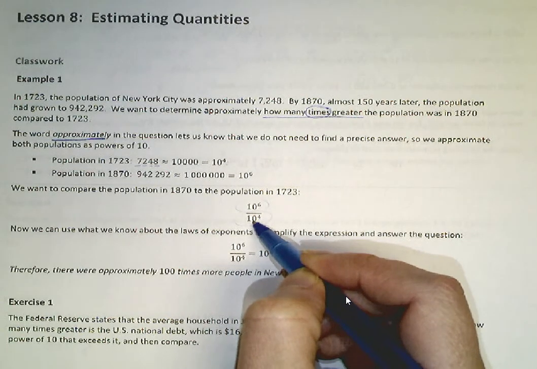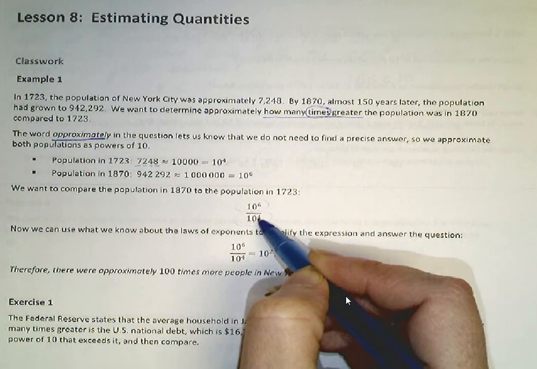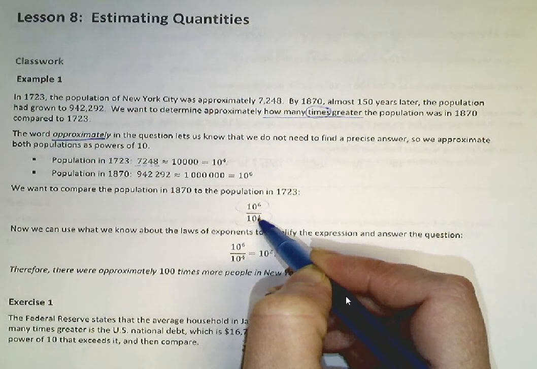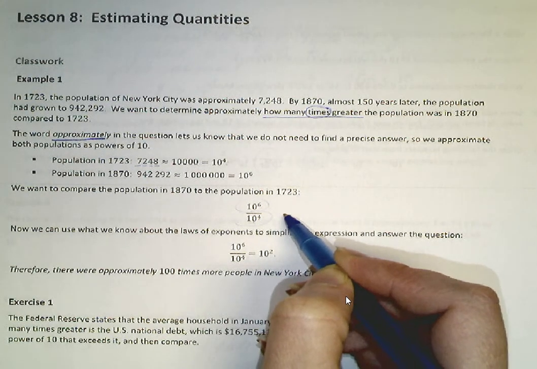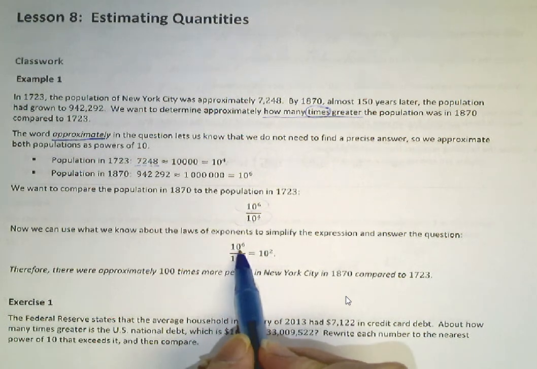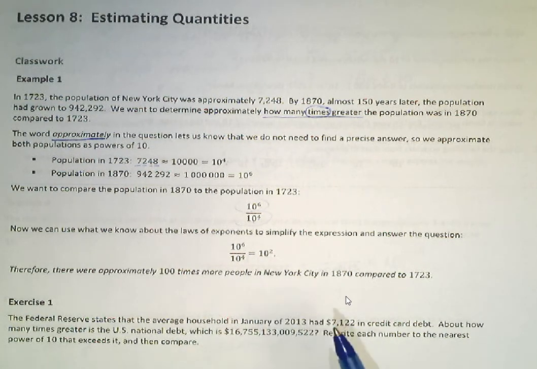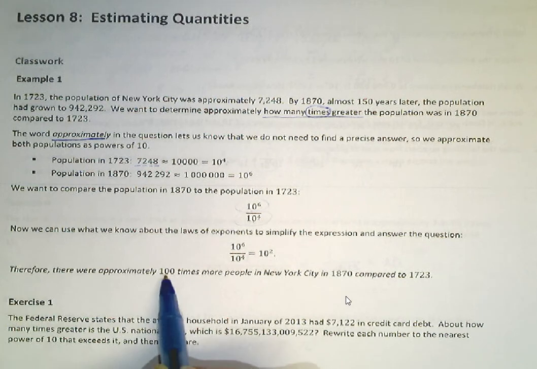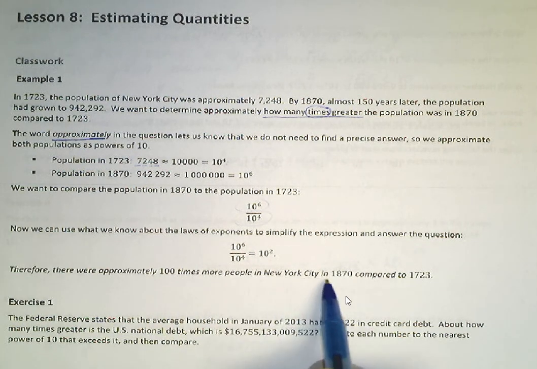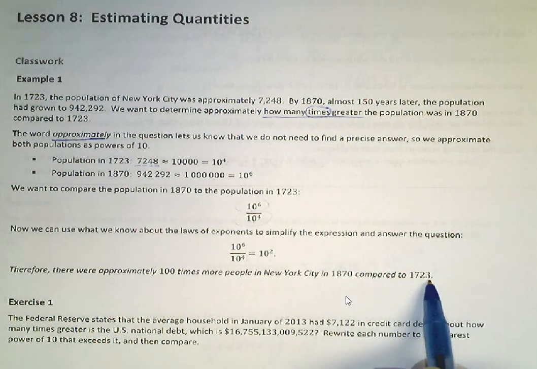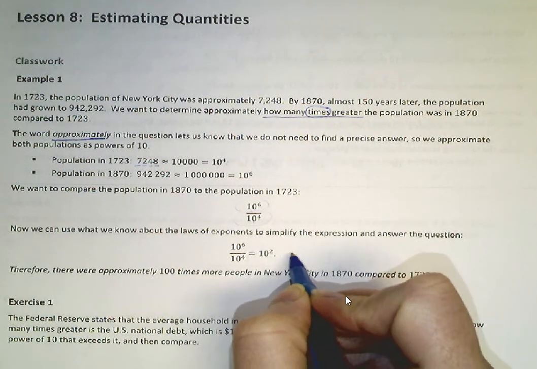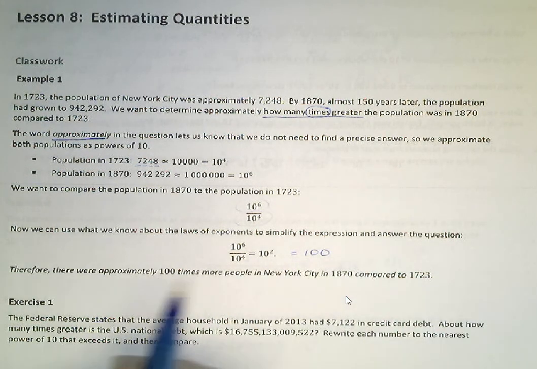Now notice we have the same base and different exponents. By the rule of dividing like bases with exponents, we need to subtract the exponents. So when we have 10 to the 6th over 10 to the 4th, we get 10 to the power of 6 minus 4, which is 10 to the 2nd. Therefore, there were approximately 100 times more people in New York City in 1870 compared to 1723, because we know that 10 to the 2nd is 100.